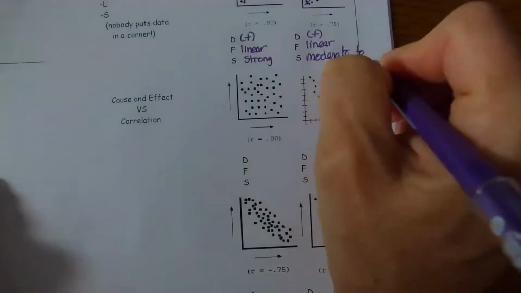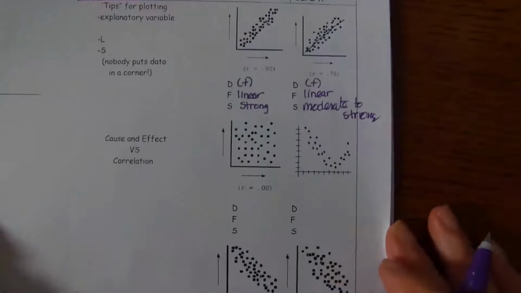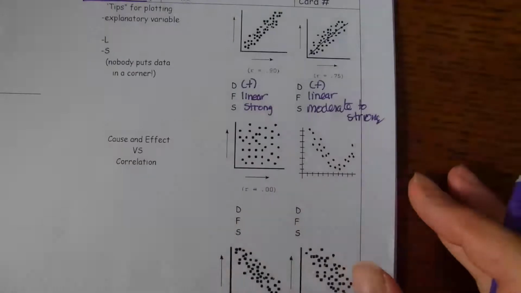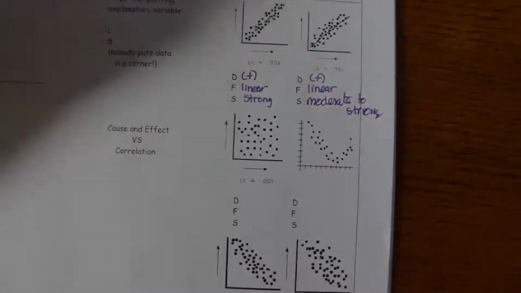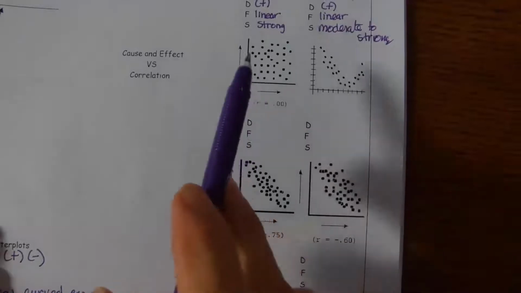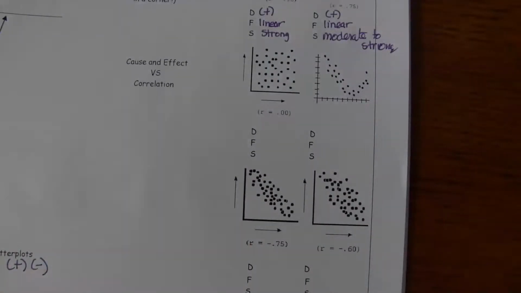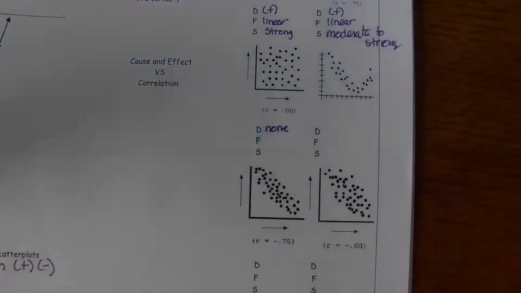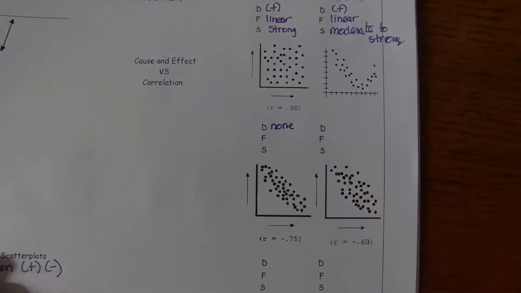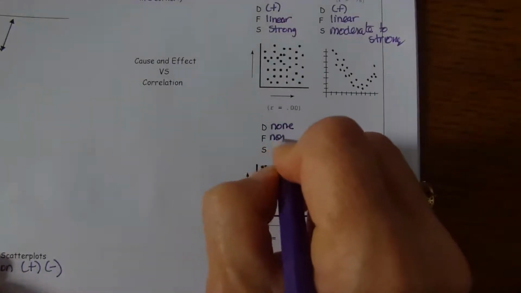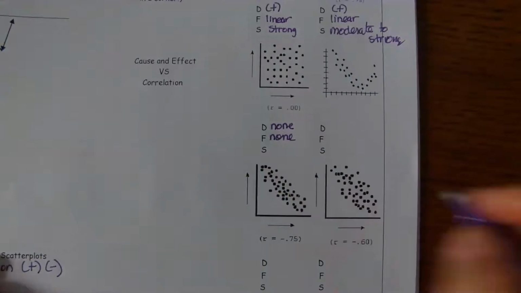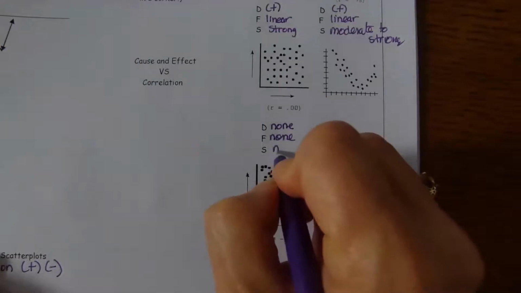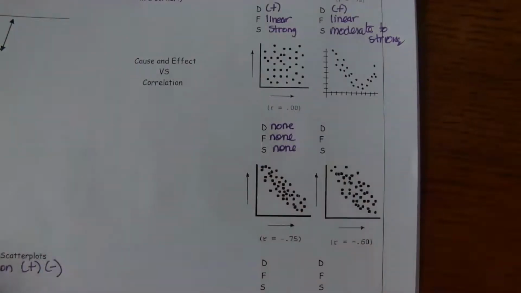When we describe these, is it a little bit gray? Is it black and white with hard lines? No, there's not every number written down and this is strong. It's a judgment call a little bit, right? What about this one? What's the direction? None. It looks like snow. If it looks like snow, this isn't linear, right? What's the form? None. What's the strength? None. You can't even call it weak. There's just none. R is 0.